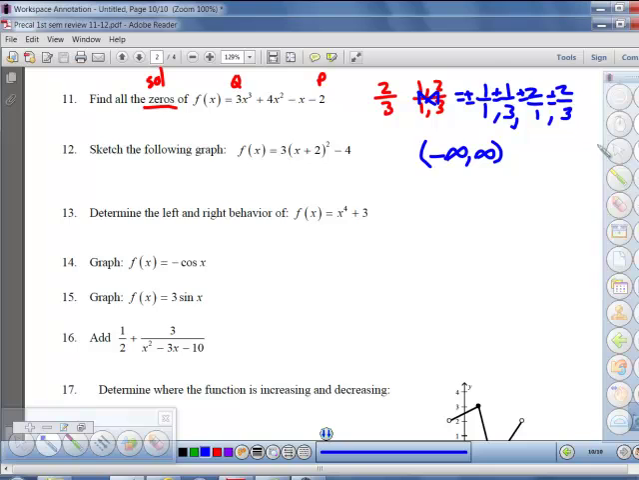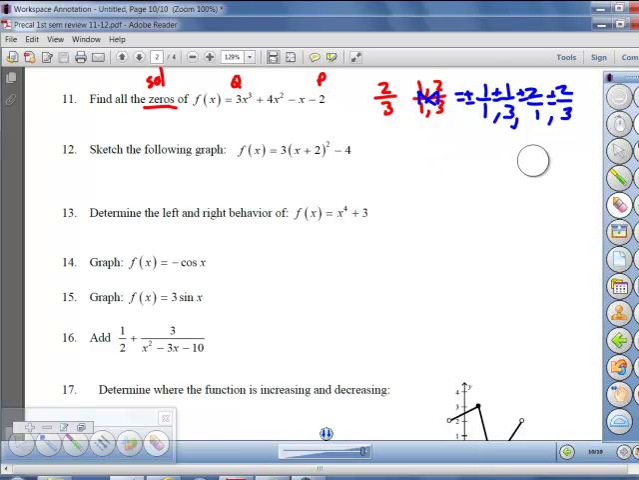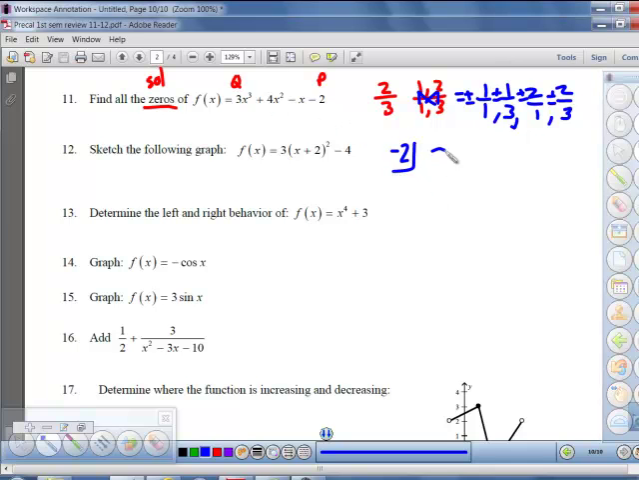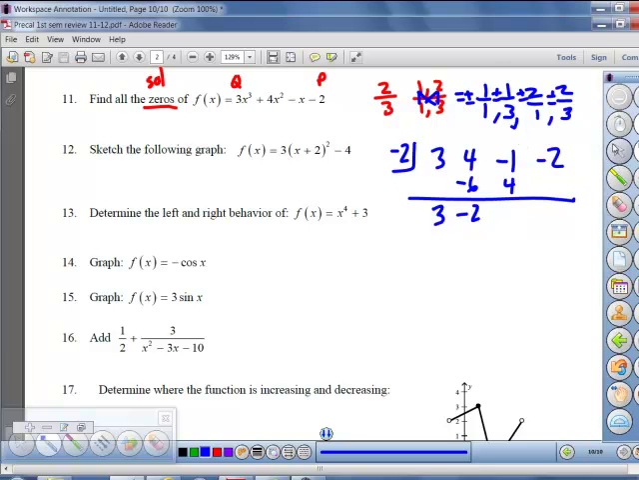So here, what do you guys want to start off with? Negative. Okay, let's try -2 if you want. Okay, so I'm going to put the 3, the 4, the -1, and the -2. 3 gets a 3b. That's going to be -6. That'll be -2. That'll be +4. That's not going to work though. Okay, so -2 doesn't work. Let's try another one.